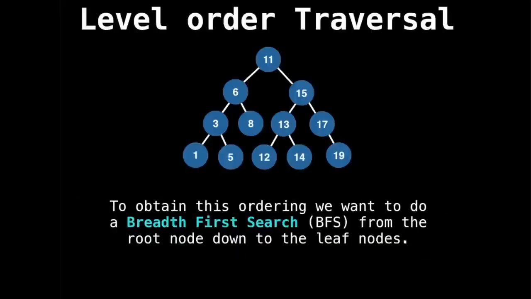And the way we're going to obtain this ordering is by doing something called a breadth first search, from the root node all the way down to the leaf nodes. So if you know what a breadth first search is from graph theory, this is the same thing. A tree is a type of graph. It's no different.